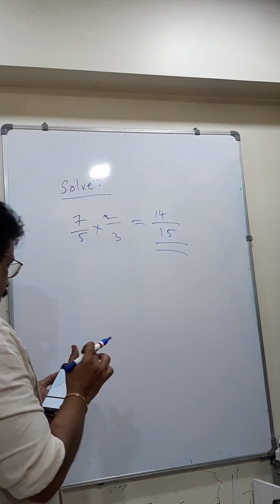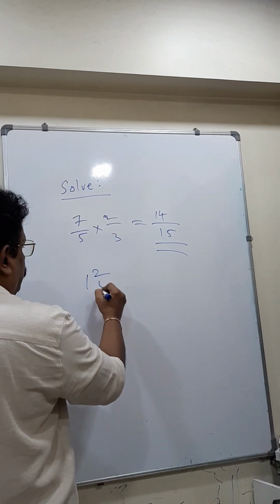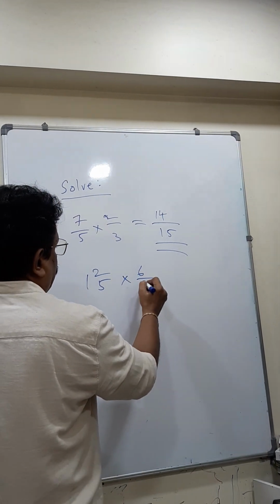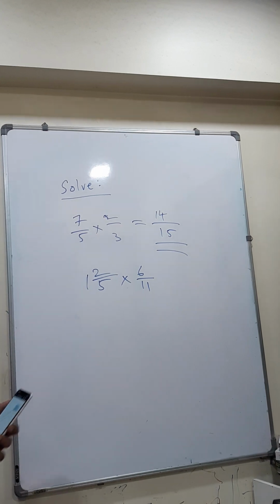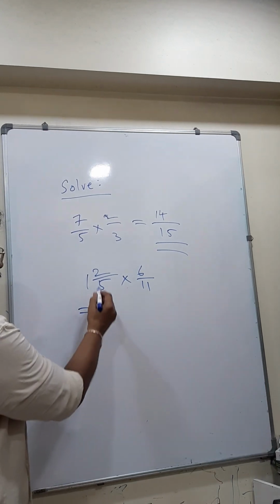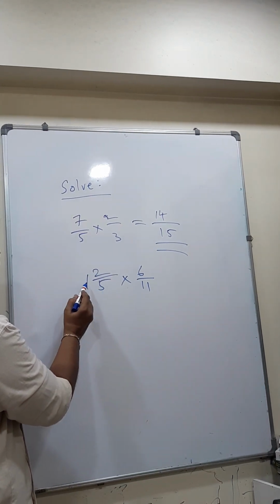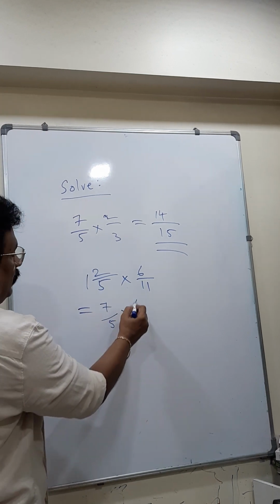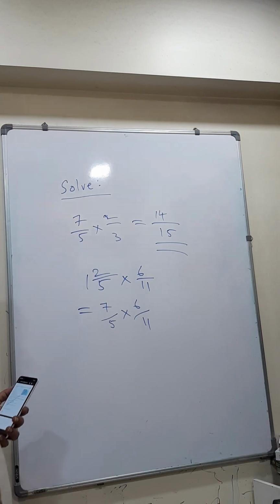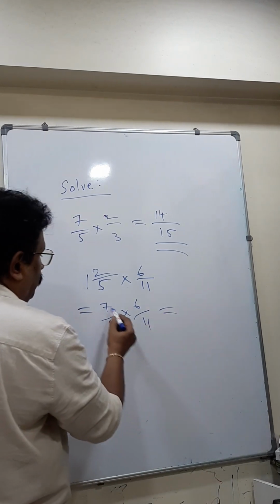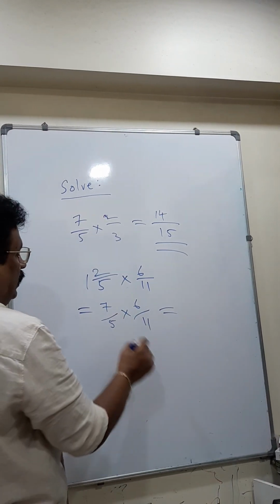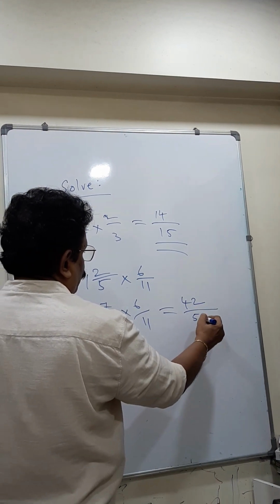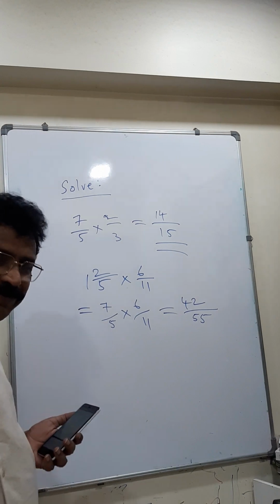Okay. 1 2 by 5 into 6 by 11. 1 2 by 5 multiplied by 6 by 11. पहला मिक्स को improper करते हैं. 5 1 5 plus 2 7. और ये 5 को ऐसे किस लिखा? Multiply by 6 by 11. That is nothing but ये prime number है 7 and 11. कुछ कट नहीं होगा. 7 6 are 42. 11 5 are 55. This is the answer. ठीक है?